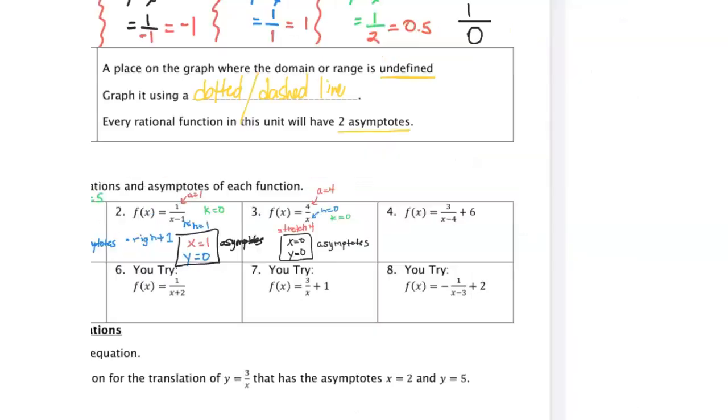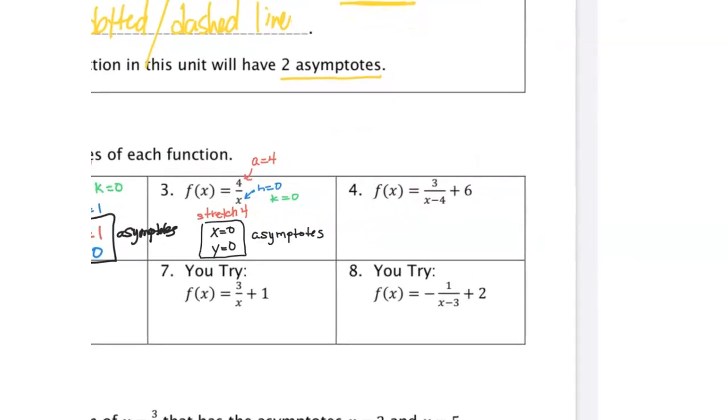Let's try number 4. Number 4, you have an a value of 3. So that means we have a stretch of 3. We have an h of, go with the opposite number, so h equals 4. So that means that we have a shift right of 4. And then we have a k of 6. So this means that we've shifted up by 6.